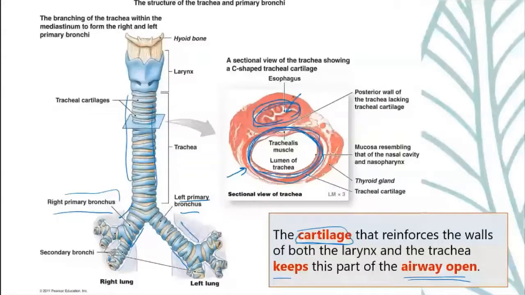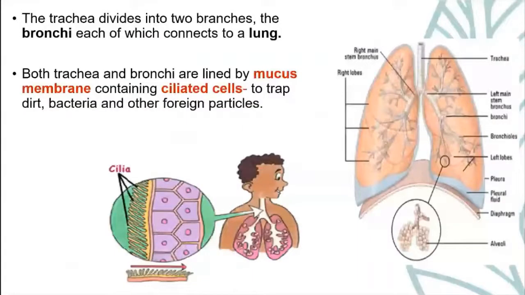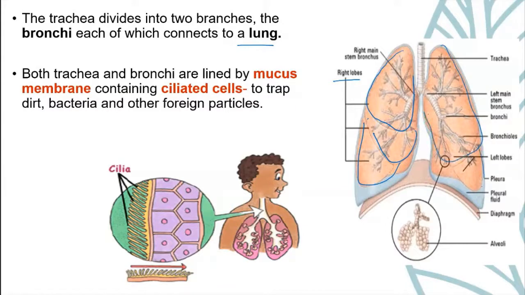Okay, so next the trachea divides into two branches, the bronchi, each of which is connected to a lung. So your right lung and your left lung. The right lung, you can see here, has three lobes: 1, 2, 3, roughly like that. But the left lung has 2 lobes. 1, 2. So the heart is in between here.